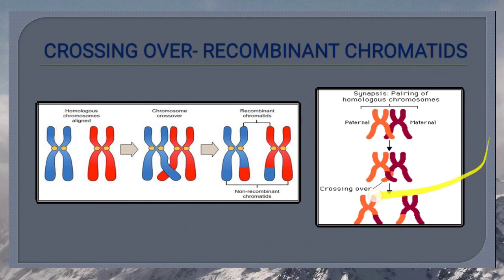You can see this in the diagram. These are homologous chromosomes, blue color and orange color. You can see overlapping of the chromosomes here, chromatids, and after that you can see the colors are being exchanged. So this is known as crossing over. Where the colors are exchanged, they are the recombinant chromatids, and where no change is there, they are non-recombinant chromatids. So this is known as crossing over, and when two homologous chromosomes pair, that process is known as synapsis.